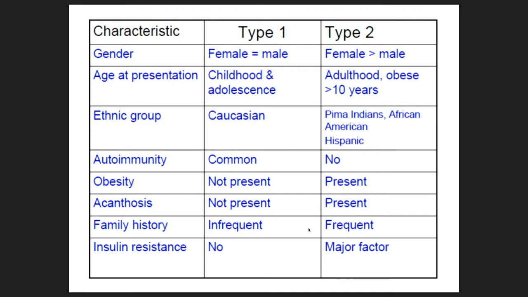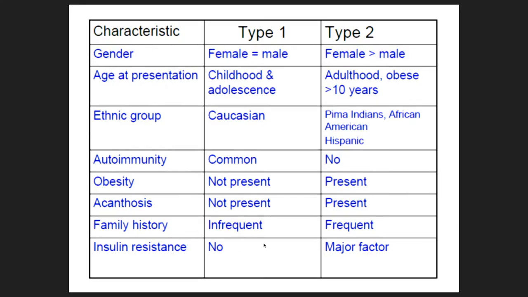Family history is very common in type 2 diabetes, while it's not frequent in type 1 diabetes. That's why a lot of families, when they bring their children to the emergency room and we diagnose them with type 1 diabetes, say, why did diabetes happen in my child? I don't have any history in the family with type 1 diabetes. Why did my child get type 1 diabetes? We say this is the common feature of type 1: no family history or infrequent family history of diabetes. Insulin resistance has nothing to do with type 1 diabetes, while it is a major factor for type 2 diabetes.